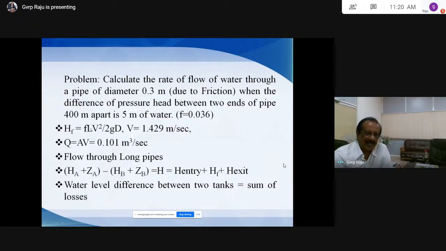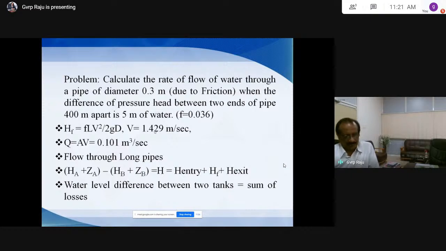So hf is 5 meters, and hf equals f L V square by 2 g d. f is the coefficient of friction, he has given 0.036. L is the length of the pipe, between two ends of the pipe is 400 meters, and the velocity V is not known, divided by 2 into 9.81, and the diameter here is 0.3 meters. All the values are known except the velocity V, so we can find out velocity here. So velocity is equal to 1.429 meters per second. So you have the velocity, you can find out rate of flow.